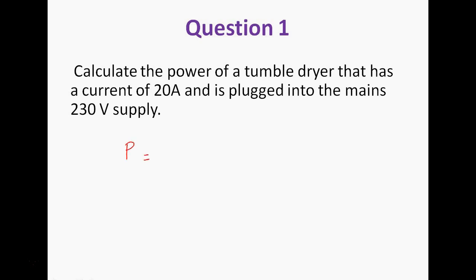Okay, so the first thing we need to do is write down our equation either in symbols or words, and you can see here that we have volts and we have a current, so we can use P is I times V. I'm going to miss out the times symbol. So here we have a current of 20 amps times 230 volts, and so the power is 4,600 joules per second, or 4,600 watts.